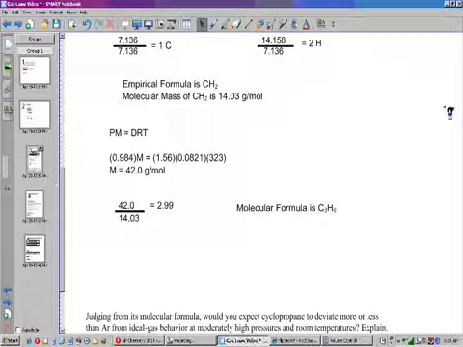You divide the molecular mass of the molecular formula by the molecular mass of the empirical formula to find the ratio between the two. And so when you do 42 divided by 14.03, you get about 2.99. You can just round that up to 3 though. So it's a 3 to 1 ratio, meaning the molecular formula is 3 times as large as the empirical. So you can just multiply the empirical by 3 to find the molecular. And so now we know that the molecular formula of cyclopropane is C3H6.